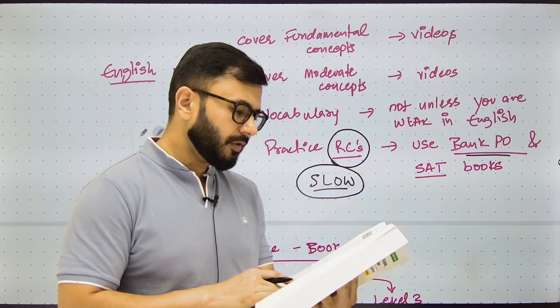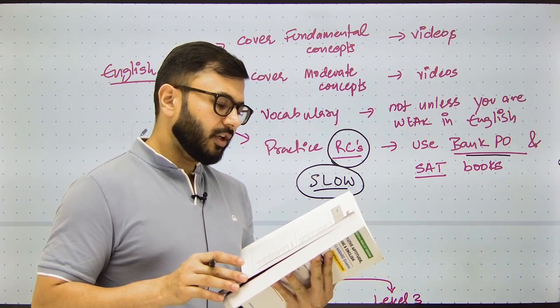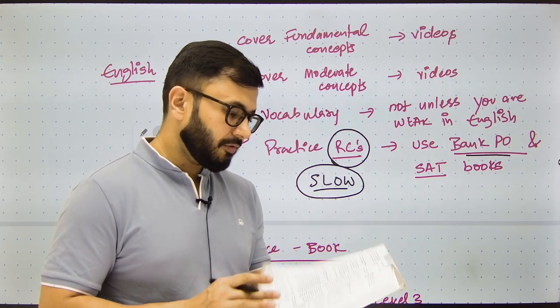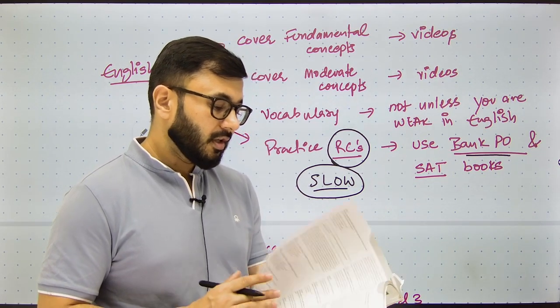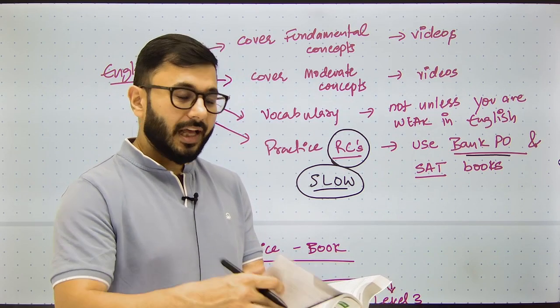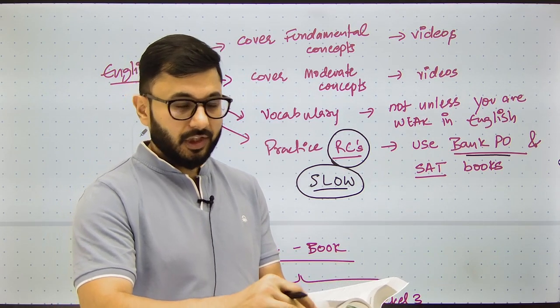In this book also, if I am not wrong, it starts with reading comprehension only. English starts from page 465 with reading comprehension. There is a limit to how many questions every book can have on every chapter.